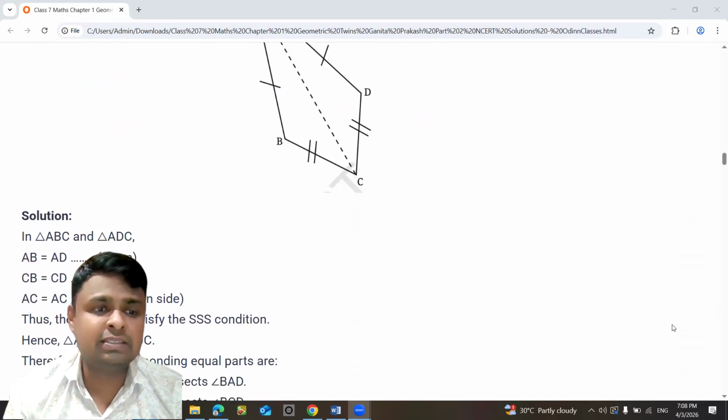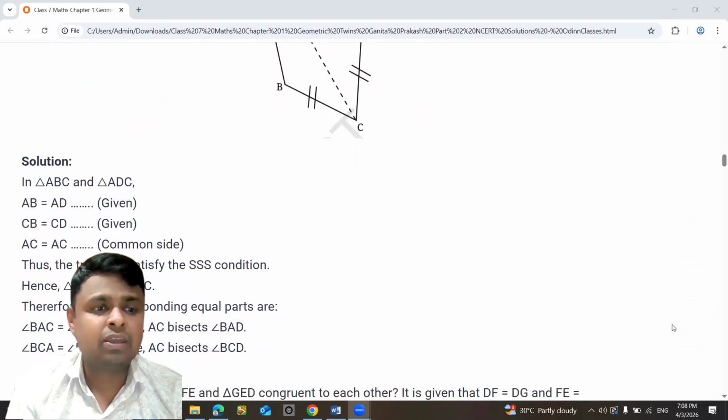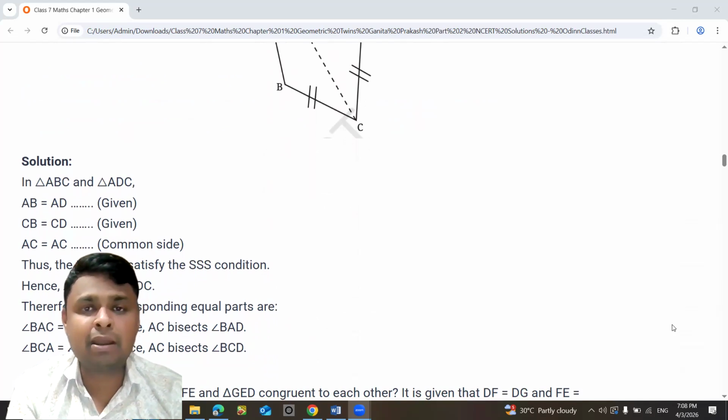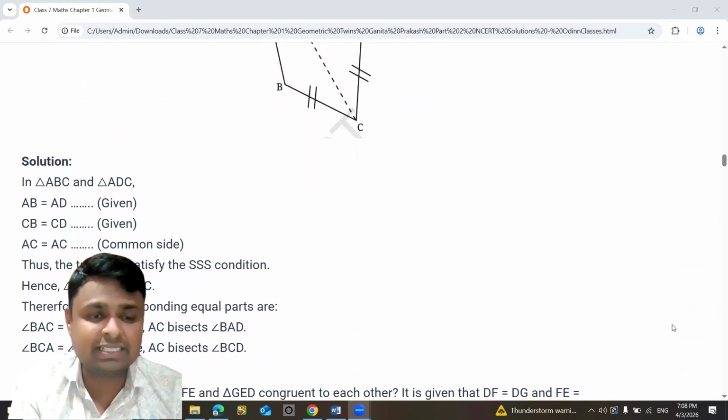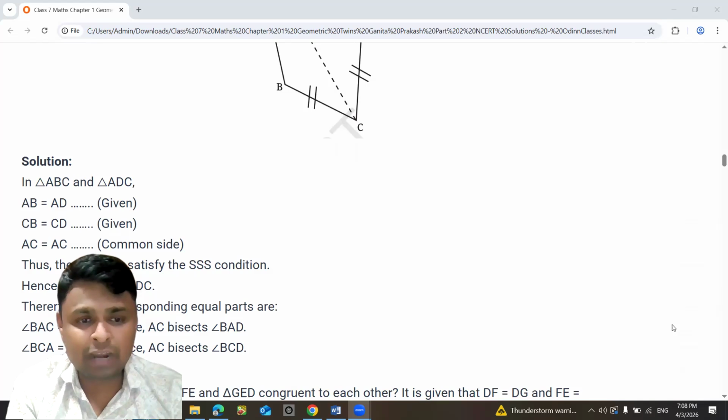See the reasons. Here they have given AC is the common side, AB and AD are equal. They are given by same markings. So the two triangles satisfy the condition SSS test. That is the side congruence test for two triangles.